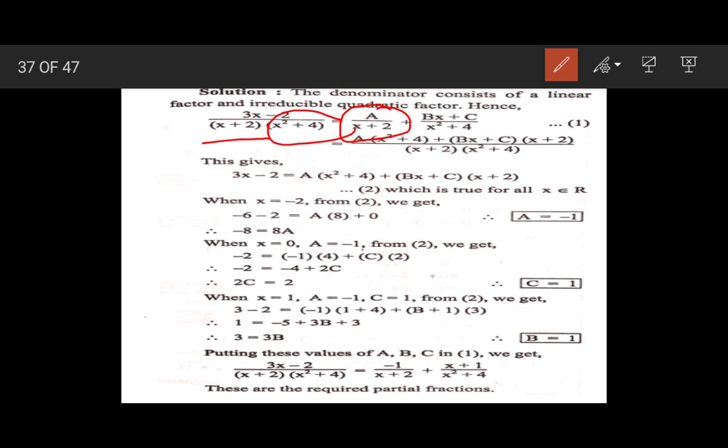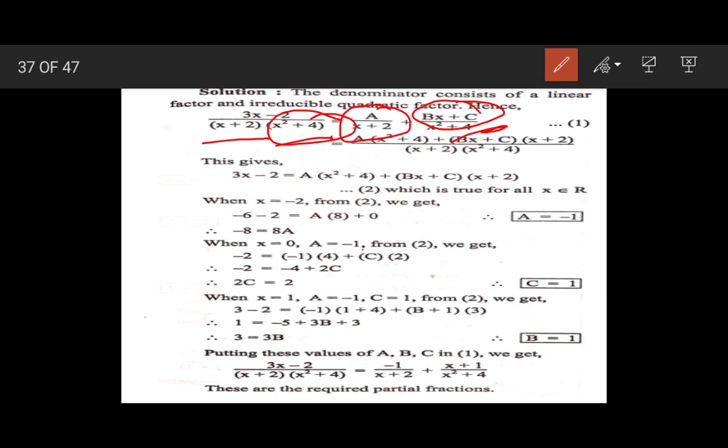Now x square plus 4. It is a quadratic equation, but we cannot reduce it. X square plus 4 is irreducible, and hence the numerator will be a linear expression. So the numerator will be bx plus c. So (bx plus c) upon x square plus 4.